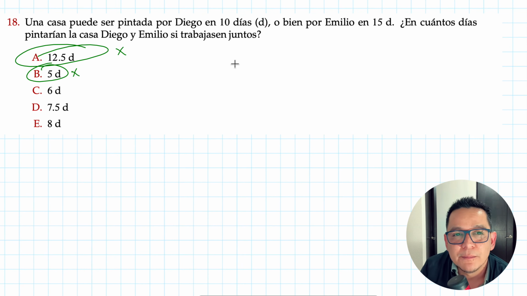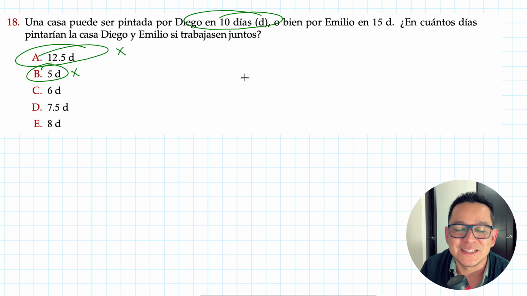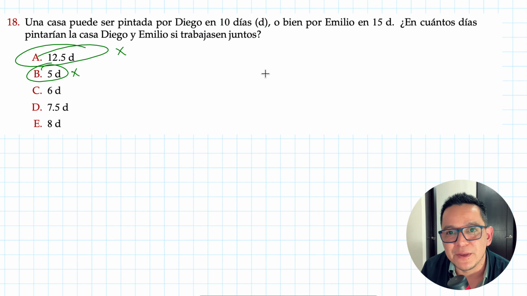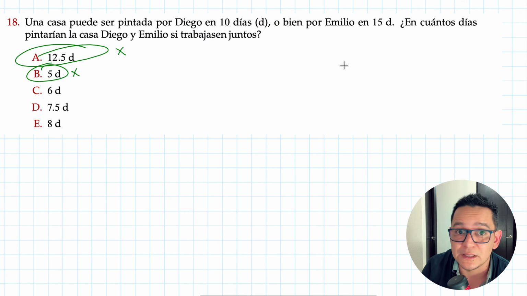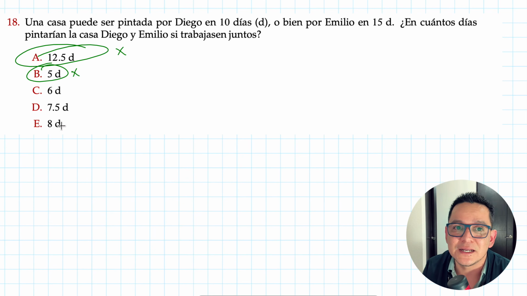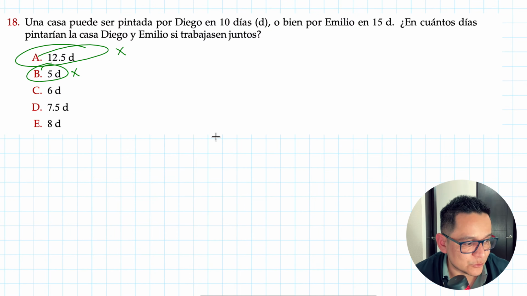Why is that? No, because if there were 2 Diegos, Diego and his identical twin who also takes 10 days, then yes, right? The answer would be 5 in that case, but since Emilio is slower, it's not 5. They also won't take half the time. So, the answer could be 6, it could be 7.5, or it could be 8. Those make more sense, because it really has to be more than 5, right? I mean, it has to be more than half of Diego, but less than 10, or less than what Diego alone takes. So, these values are within the range of possible solutions. So let's go ahead and solve it.